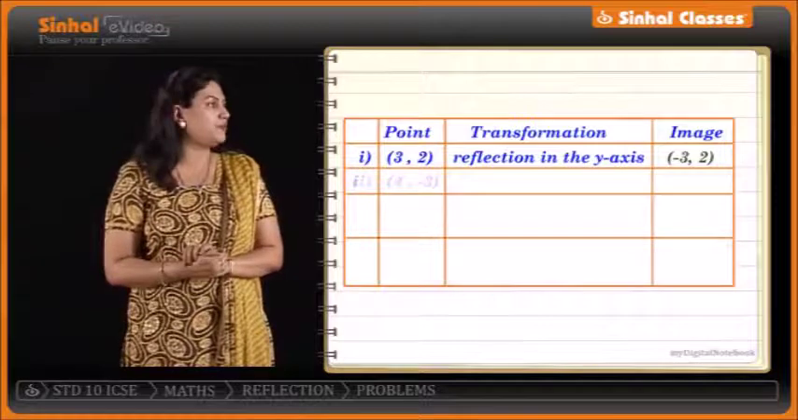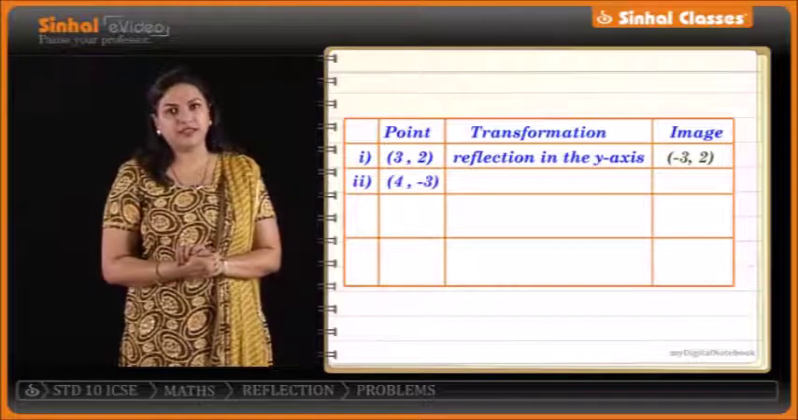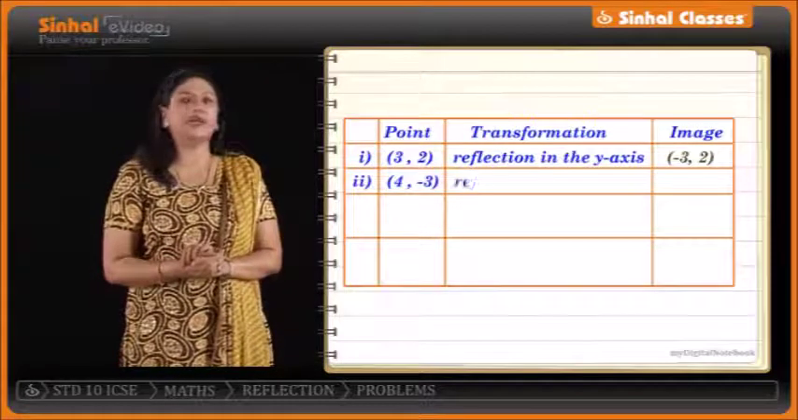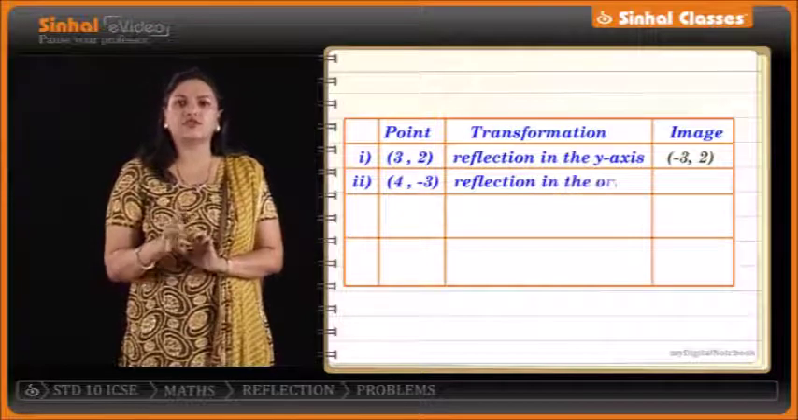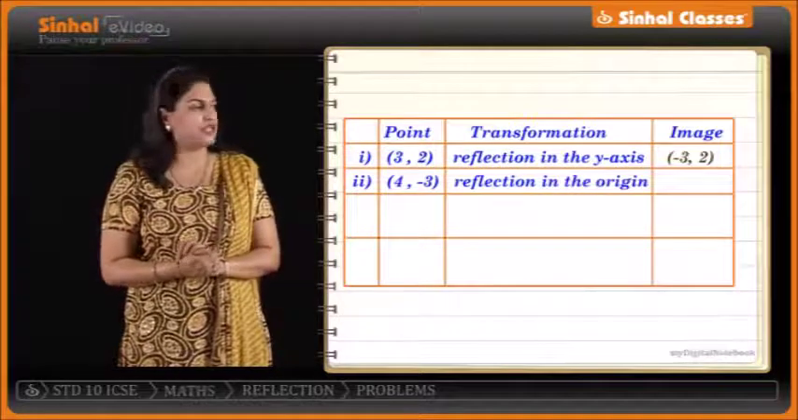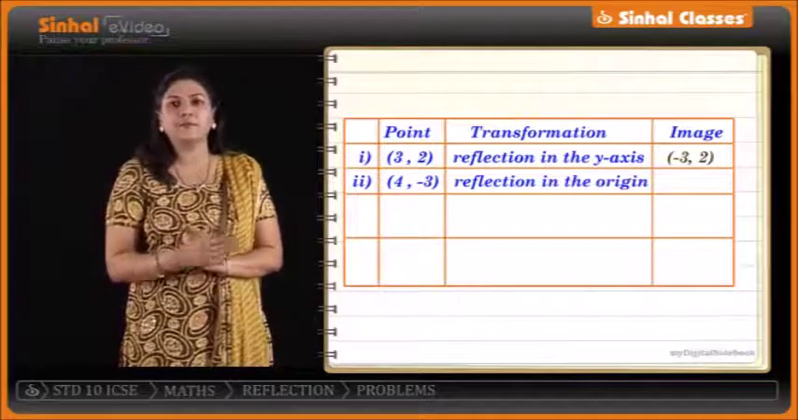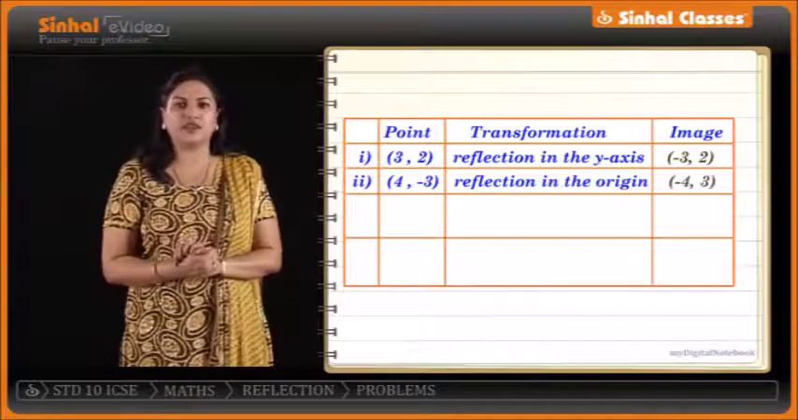Now we have the second point 4, -3. It is reflected in the origin. So the sign of both the coordinates will change. We get the point as -4, 3.